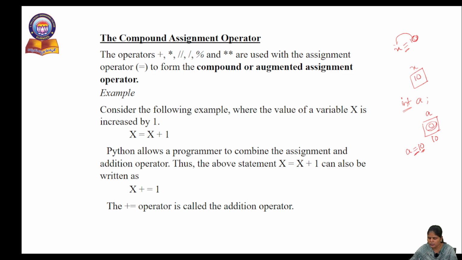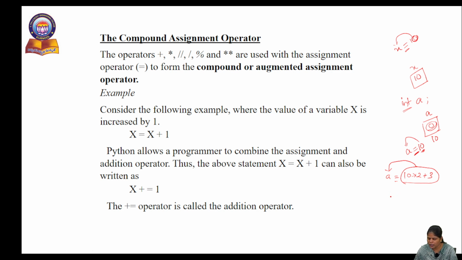Whenever there is an equal symbol, the value can be either a single value or an expression, which will be evaluated and its output will be stored back into that variable. Say I take a equal to 10 into 2 plus 3, this is my expression. Before assigning the value to the variable, the particular expression is evaluated. The output we get after the evaluation will be taken and stored back into a.